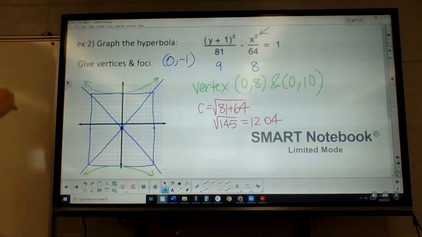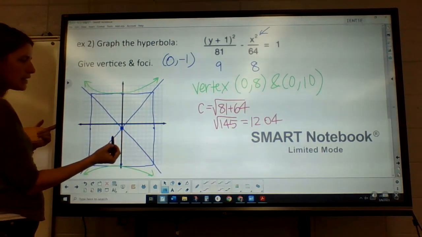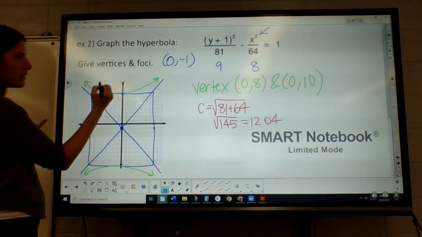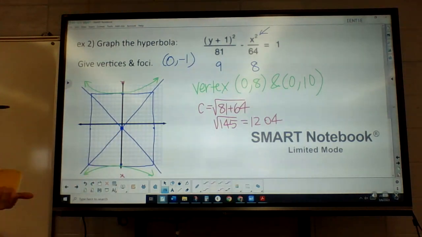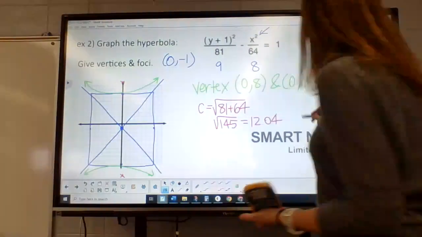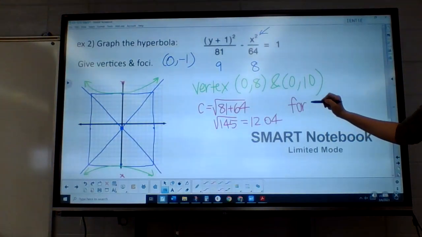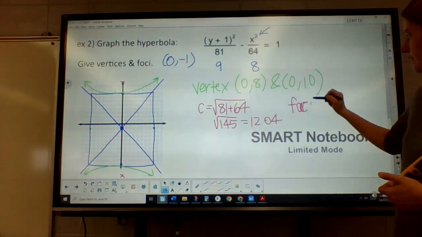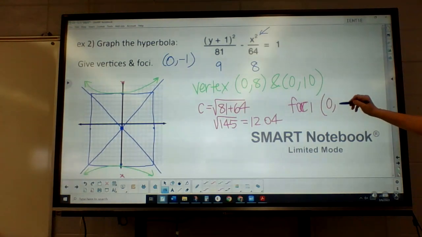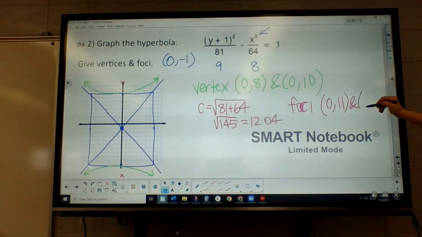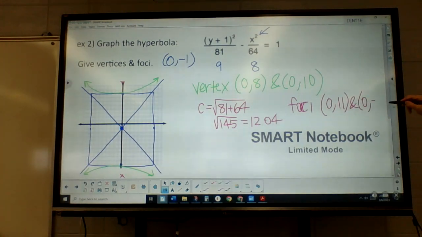So I'm going to go up and down 12. If I'm at -1, I go up 12, I'm up to 11, and I'm down to negative 13. So my foci are 0, 11 and 0, negative 13. Because we were at -1, we have to go down 12.